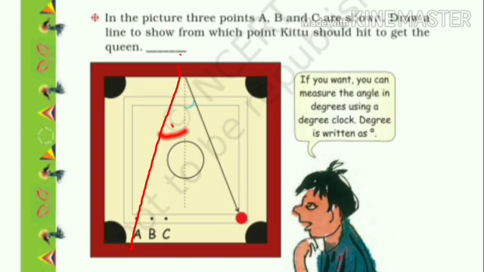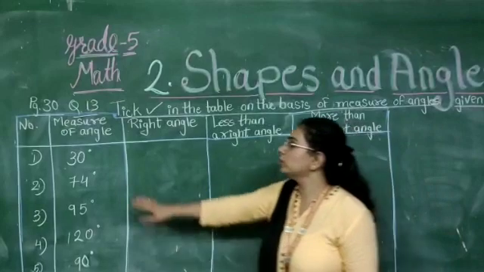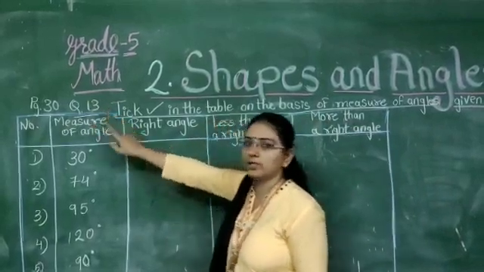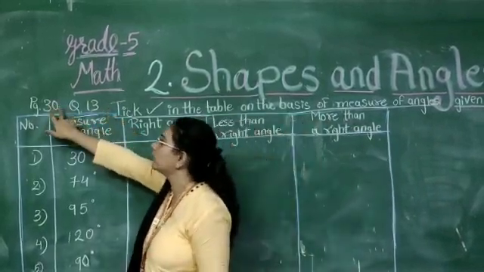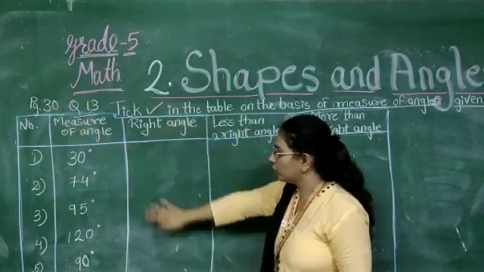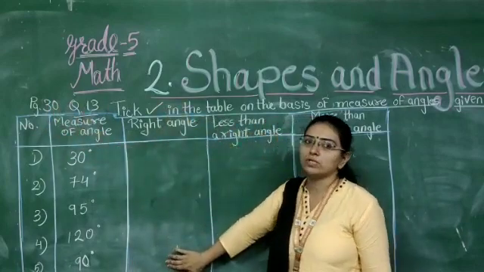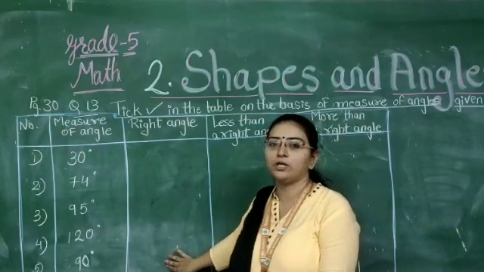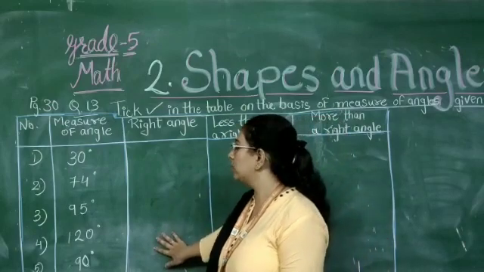So here students, we saw how we can write a degree clock and how we can measure angles in degrees. Now students, let's do the practice of question number 13 which is given in your workbook on the page number 30. Here I am going to explain you 5 sums. Rest of the sums you have to solve by your own in your workbook.